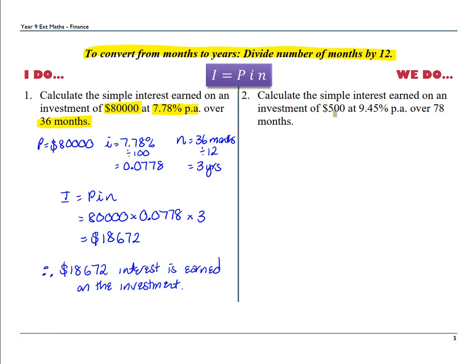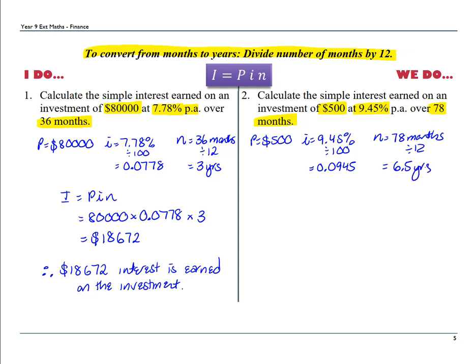So we have to calculate the simple interest earned on an investment of $500 at 9.45% per annum over 78 months. Write out our information. P equals 500. Our i is 9.45%, divided by 100 is 0.0945. Our N is 78 months, which we're going to divide by 12. 78 divided by 12 is 6.5 years.